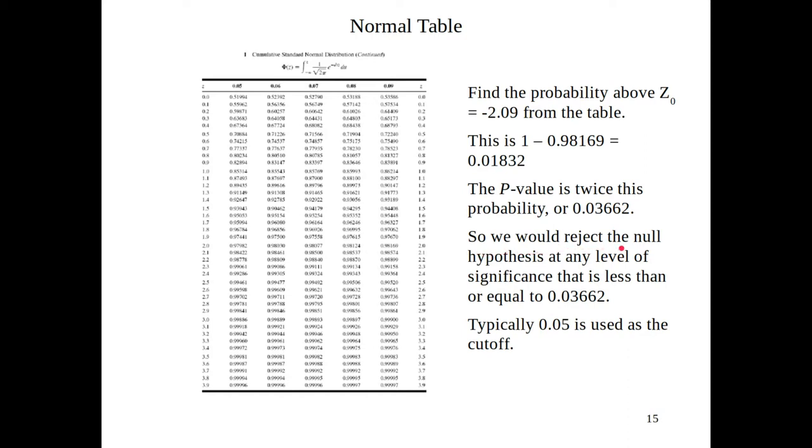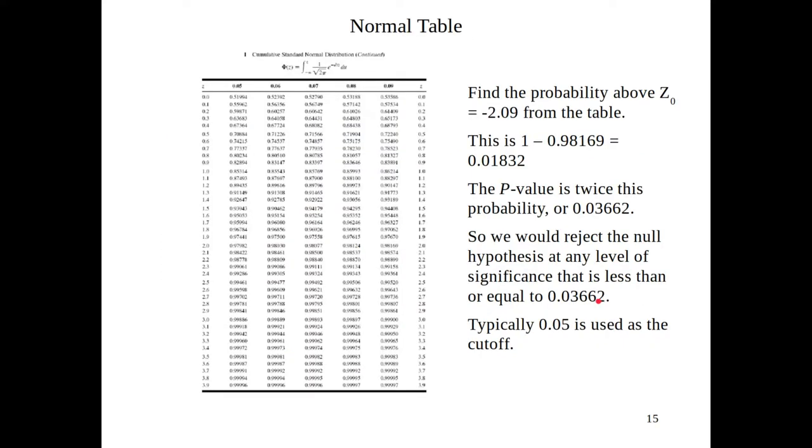So we can reject the null hypothesis because that value is way less than 5%, way less than 0.05. Typically 0.05 is used as the cutoff, right? So that is another way to look at the problem.